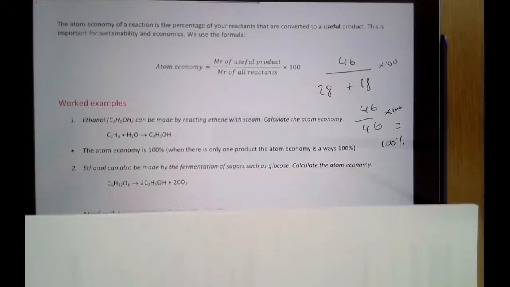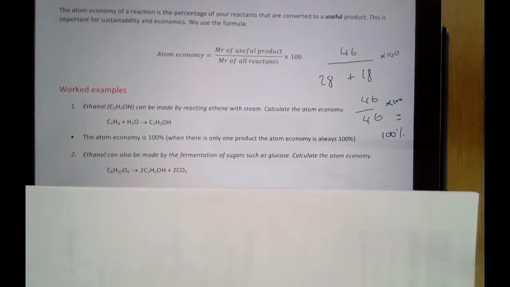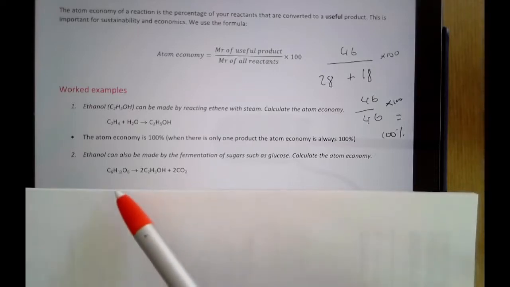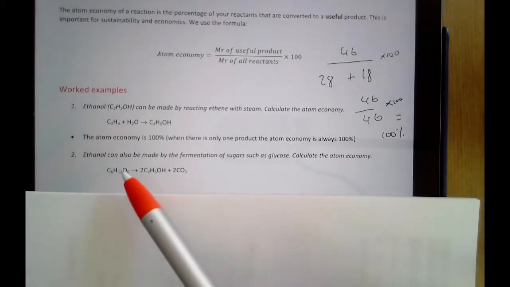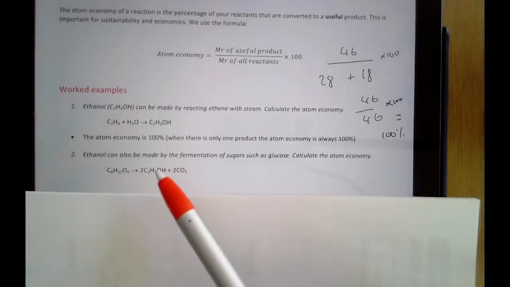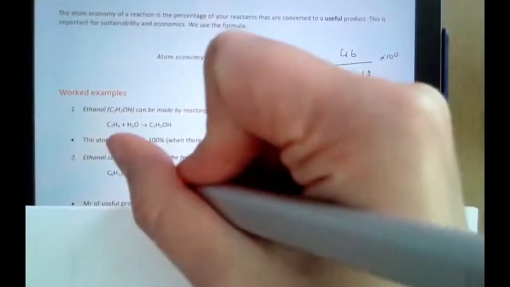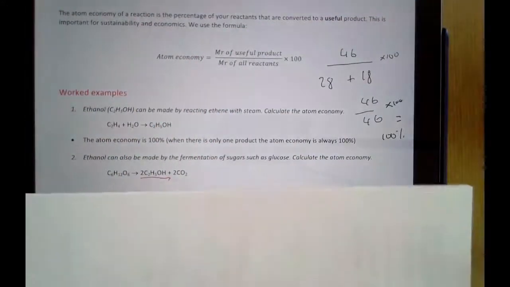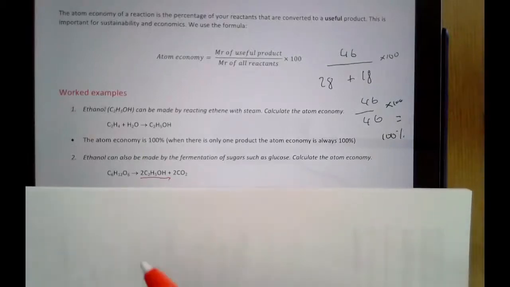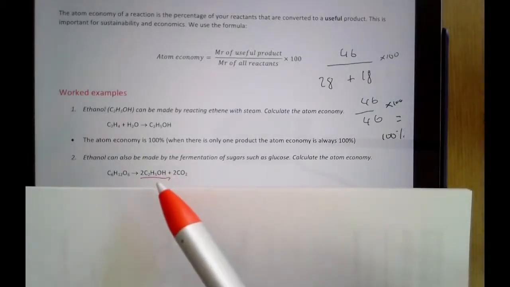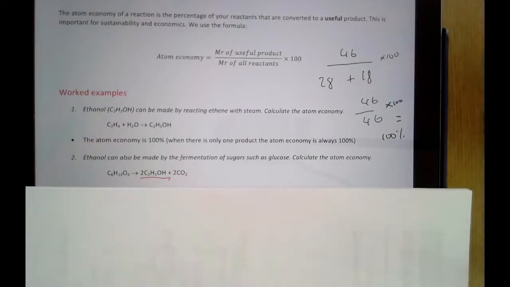However, there is another way that ethanol can be made. It can be made by fermentation of sugars such as glucose. This is a biological process. And in this case, I'm starting off with glucose, C6H12O6. And you can see again that I am making ethanol. So this is my desired product. C2H5OH is my desired product. And I make 2 molecules of C2H5OH. But I'm also making 2 molecules of CO2.